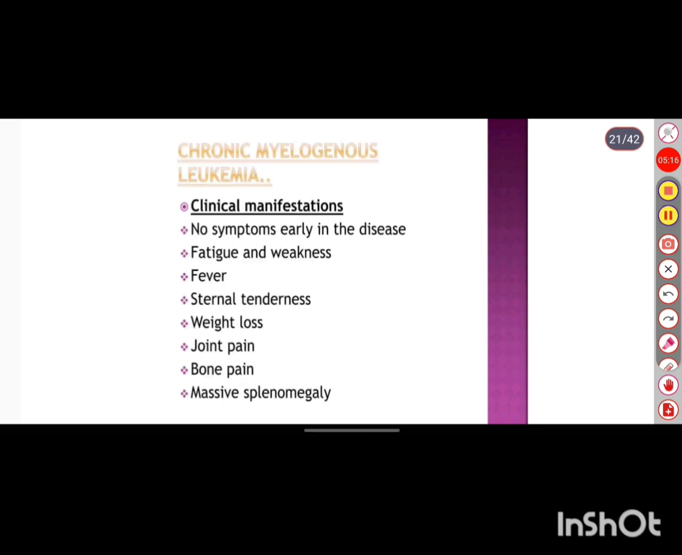The clinical manifestations of chronic myelogenous leukemia are that usually it has no symptoms in the early stages, but later on it is manifested as fatigue, fever, sternal tenderness, weight loss, joint pain, bone pain, and massive splenomegaly.